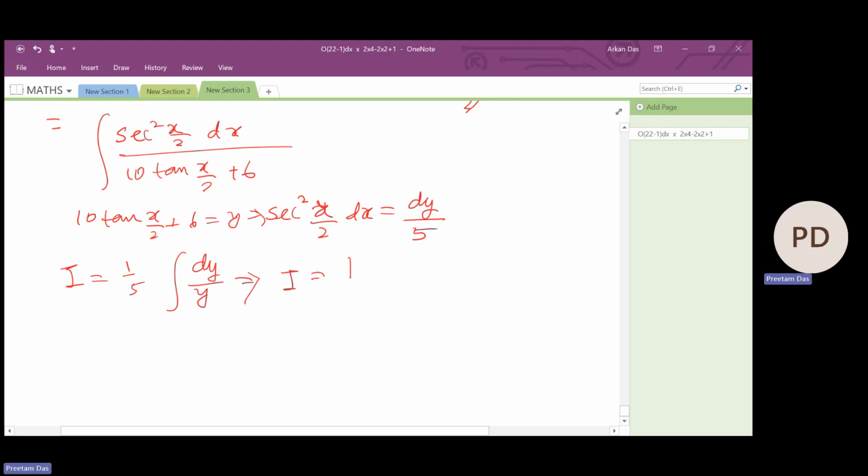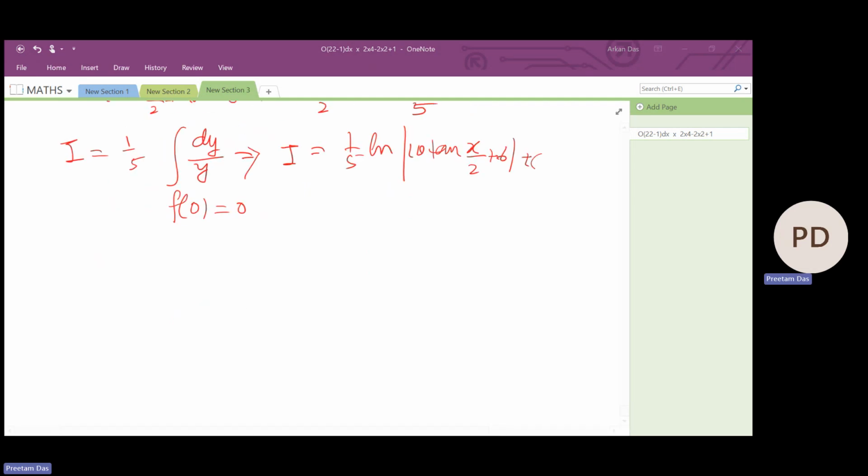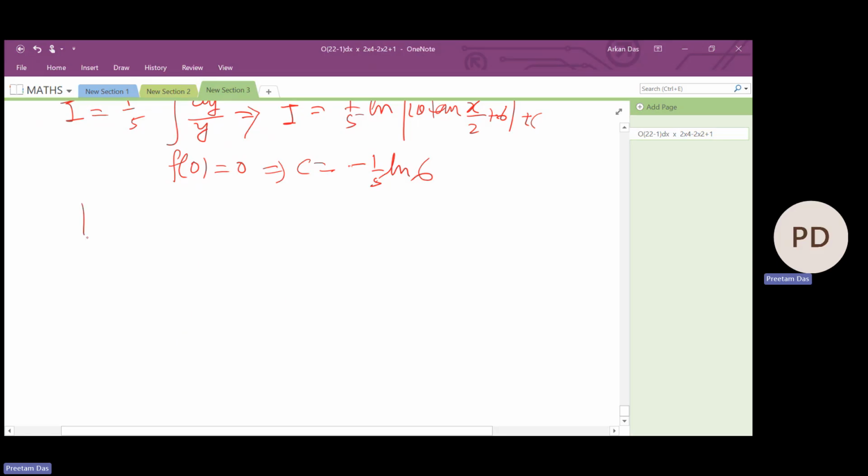So I will be 1 by 5 ln mod 10 tan x by 2 plus 6 plus c. f(0) is given to be 0. We can verify c will come out as 0. Sorry, it will not come out as 0. It will come as minus 1 by 5 ln 6. So now just put it back there in the equation and you will get that option B is the correct one. Okay, 19. Just a straightforward question.